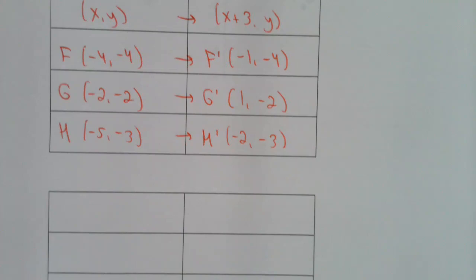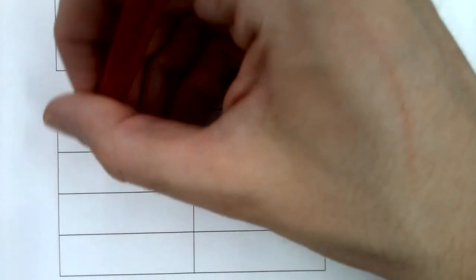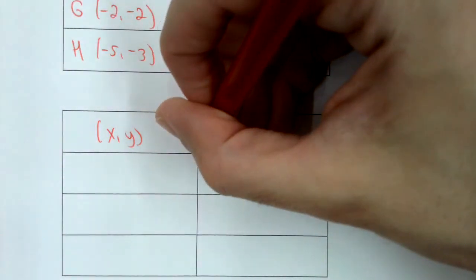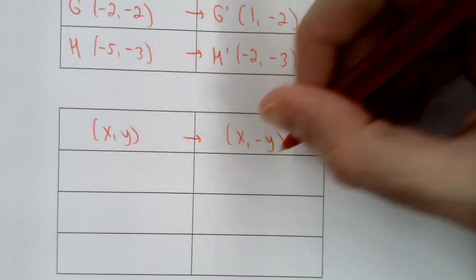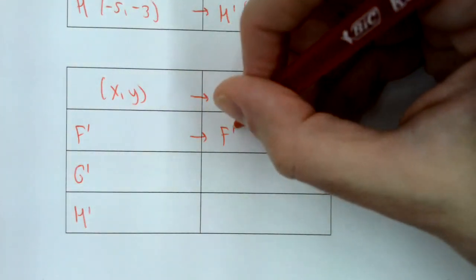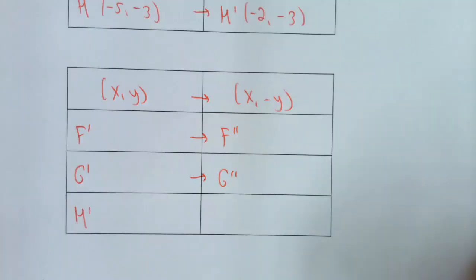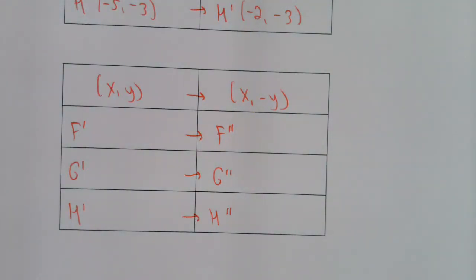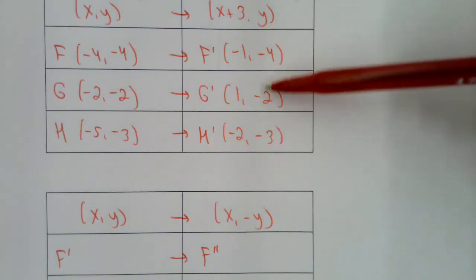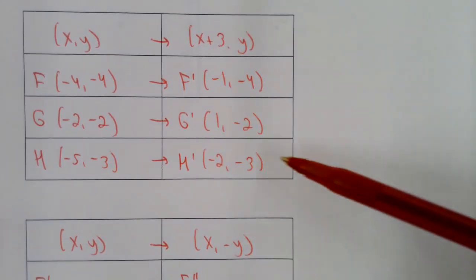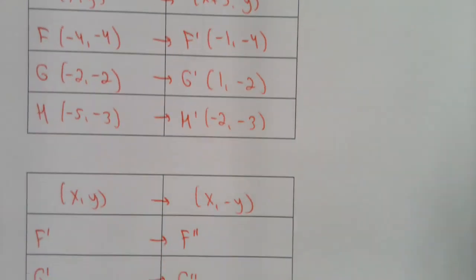So reflection across the x-axis in this table down here. The rule will be xy maps onto x, opposite y. So I'll put F prime, G prime, H prime. I'll say it maps onto F double prime, G double prime, H double prime. And F prime, G prime, H prime, I'm just going to copy them from this table right here. Some people like to do it all in one table. I like doing 2 different tables. That's just my preference.